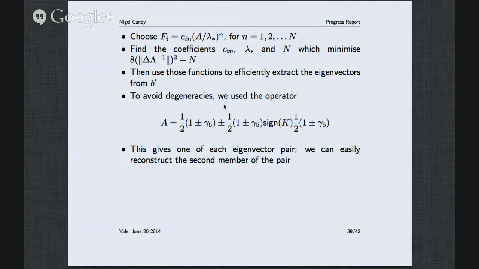So in other words, lambda star here, we make lambda star about the smallest eigenvalue we want to calculate, or equivalent to the last eigenvalue we want to calculate, and this will suppress all the other eigenvalues, the large eigenvalues, and enhance the ones we want to calculate.